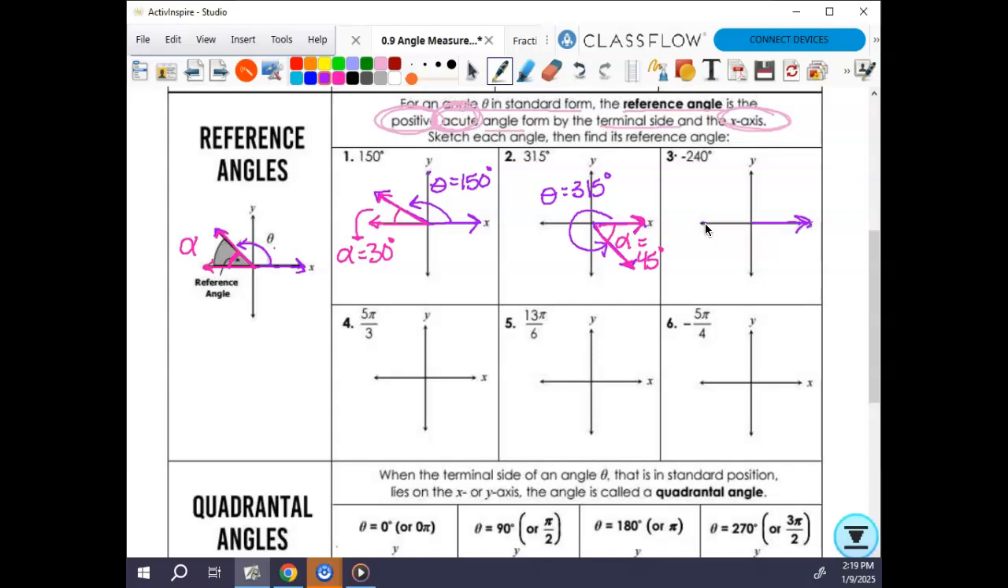40 minus 180? 60. It's 60. And so that's okay, because us not being able to subtract these right now, I'm totally going to make y'all believers in radians in just a minute. So this right here, this is a negative 240. So theta, negative 240 degrees.